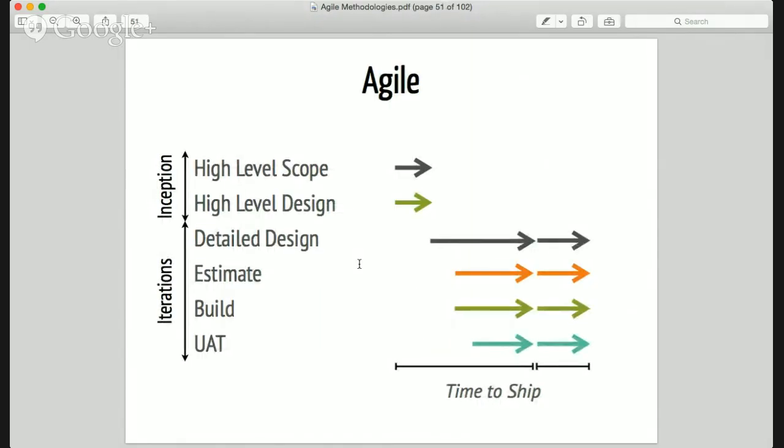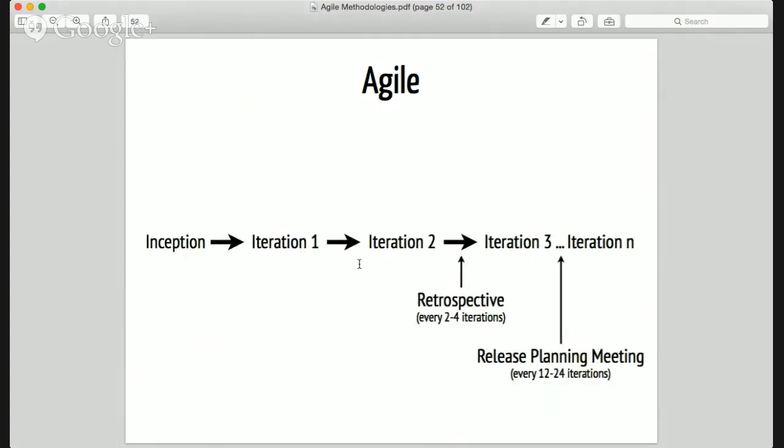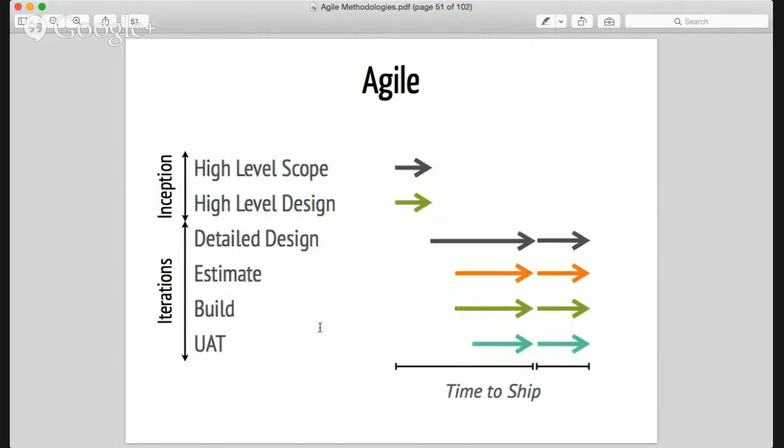Already you've seen this diagram. Basically, Agile is a reworked version of the waterfall model where we do all of these things in tandem. And because we have these short iterations, we can afford to do it more than once.